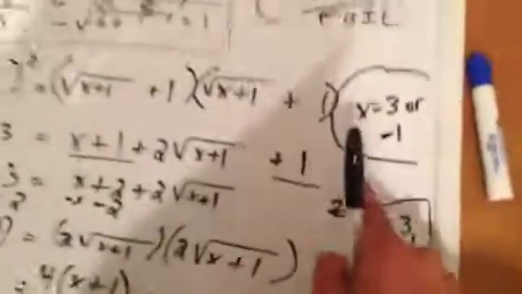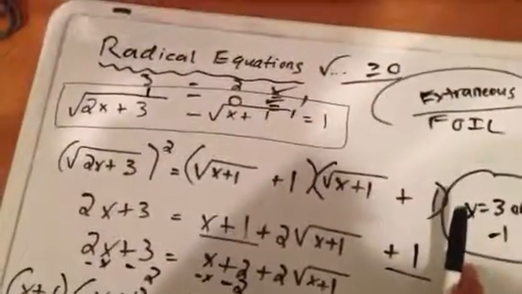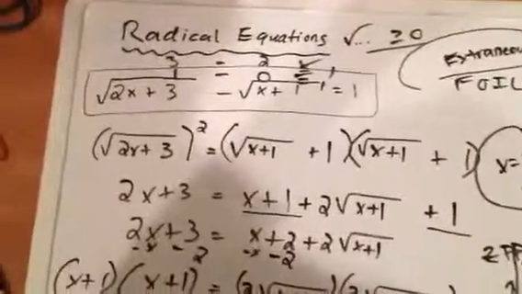There you go. That is your answer. x can equal 3 or -1. So I hope this video has helped you guys with radical equations.